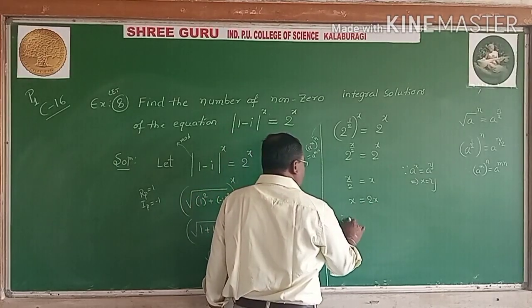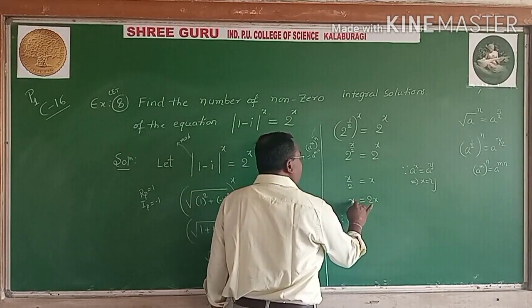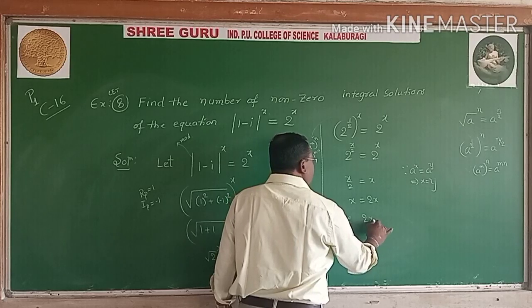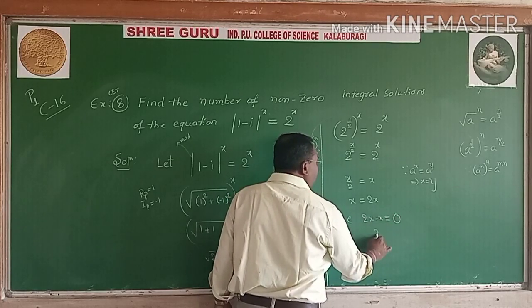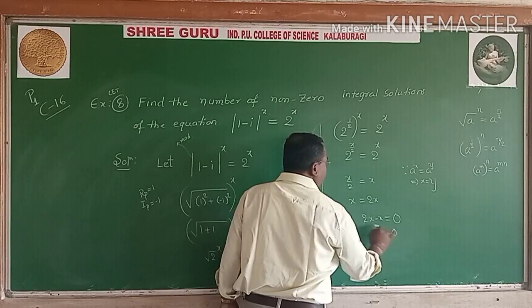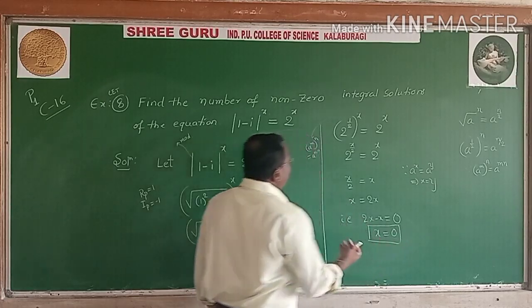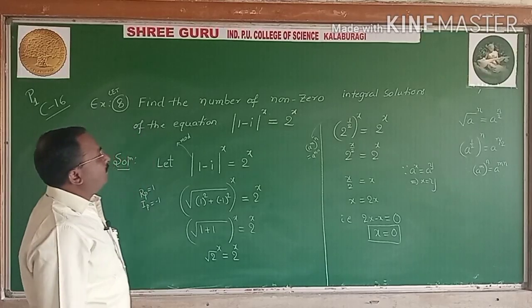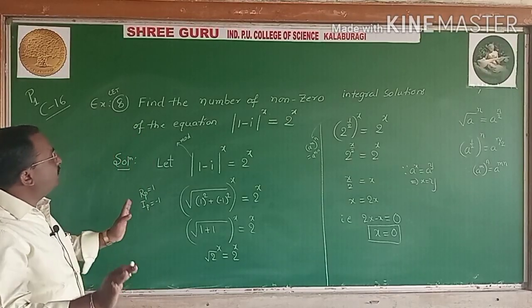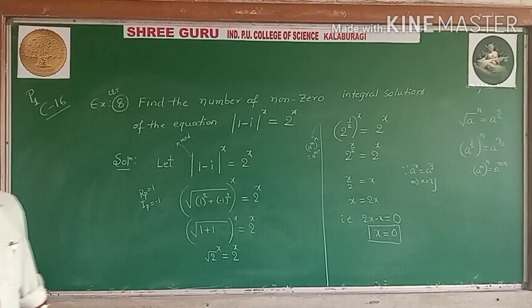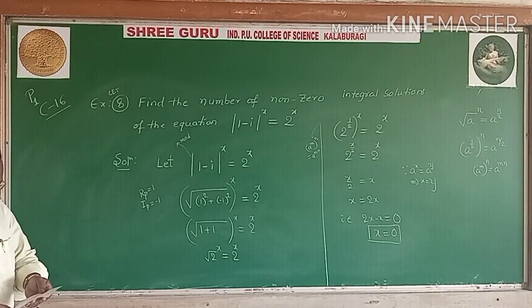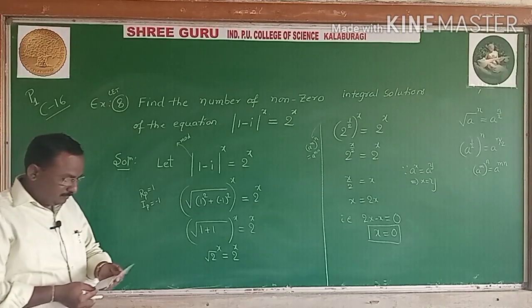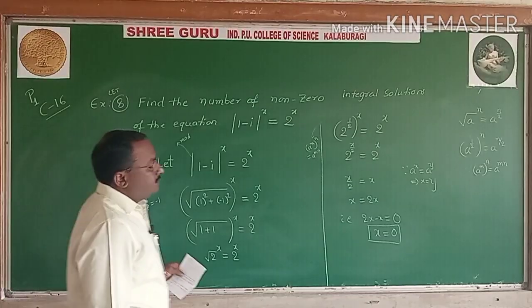That is, this can be written as 2x minus x or x minus 2x. That is, 2x minus x is equal to 0. 2x minus x is x, so x is equal to 0. It means there is no non-zero integral solution here; x is equal to 0.